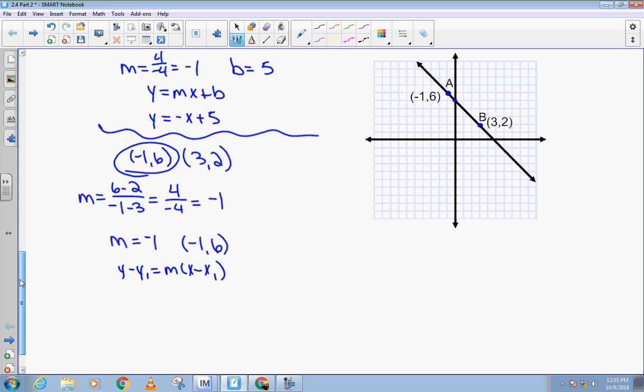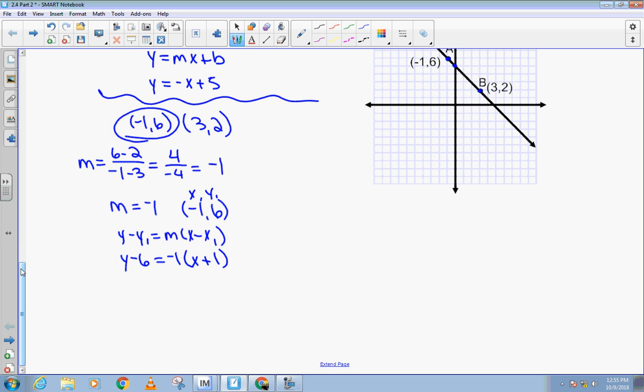Okay? Remember, this is my m, this is my x1, and this is my y1. So I plug it in, and I get y minus 6 equals negative 1 times x plus 1, because it's minus the negative. And so it wants it in slope-intercept form. Before, we just left it in point-slope, but if it wants it in slope-intercept form, you have to distribute. And that gives me negative x minus 1. And then add 6 to both sides, and I get y equals negative x plus 5.